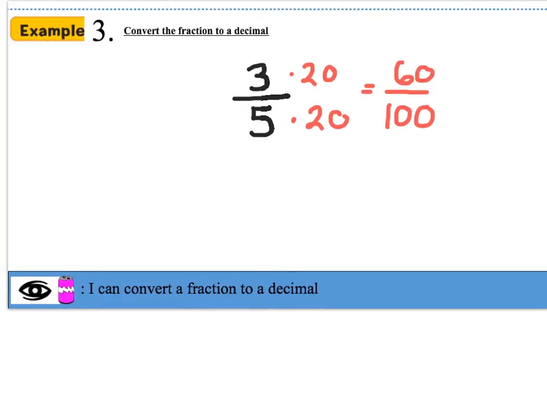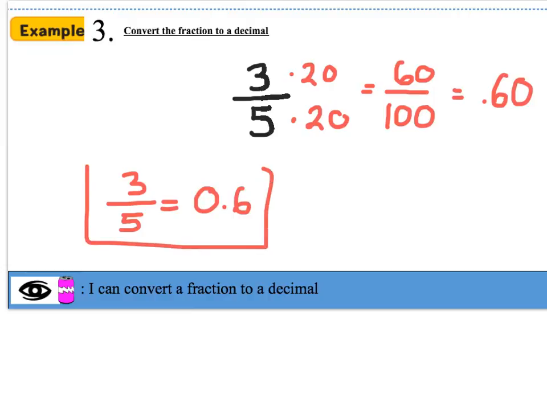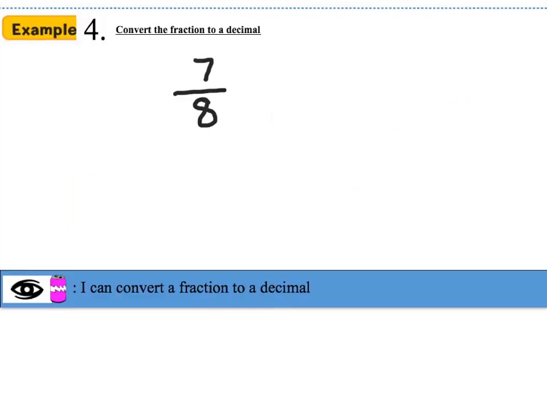And now I can just place my numerator with a decimal in front of it. So I know that 3/5 is equal to 0.60. So the decimal would be 0.6. Or you can say 0.60. So for example 4, it's asking me to convert the fraction 7/8 into a decimal.